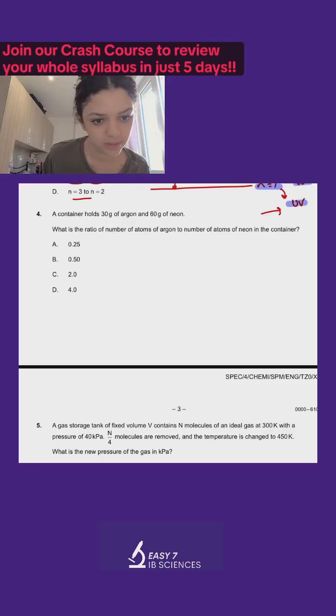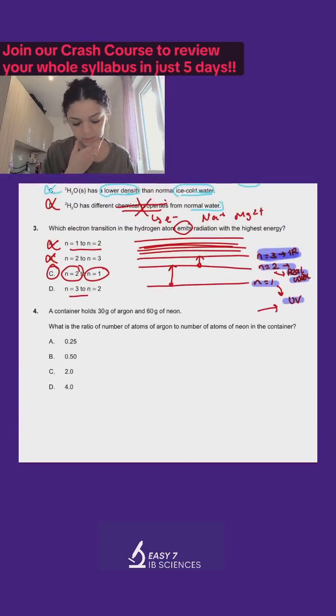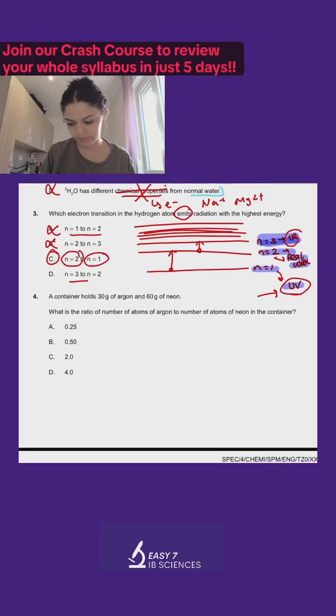All right. Why not D for 3? Okay, why not D? Because I'm going from the real visible to infrared, and I know infrared is not as strong as UV. So go and reflect back to your electromagnetic spectrum. All right, nice.